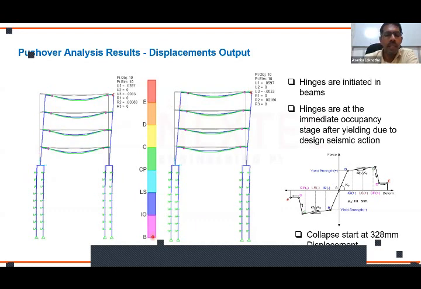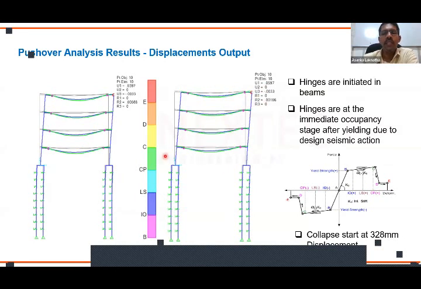This color spectrum shows the B here, and in between, the immediate occupancy level, life safety, collapse prevention, and after that up to failure. At the second step of the pushover analysis, we can observe around 60 millimeter displacement, and the beam has a pink color hinge, which means it is at the immediate occupancy level. That means the structure is safe with minor damage, like brittle glass or something may be damaged.